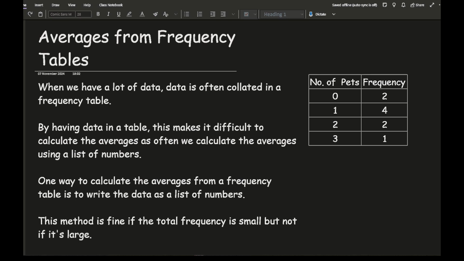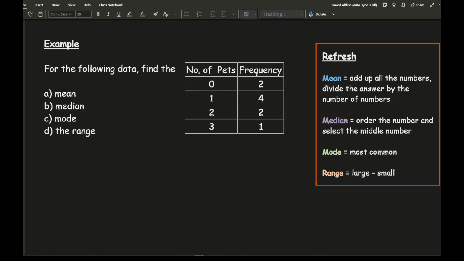Now one way to calculate the averages from a frequency table is to actually write the data as a list of numbers. So take the list of numbers from the table, but this method is fine if the total frequency is small, but not if it is large. So as an example, let's have a look at the following data. In the following question, it says for us to find the mean, the median, the mode and the range from data taken from this table. And the table is looking at the number of pets.